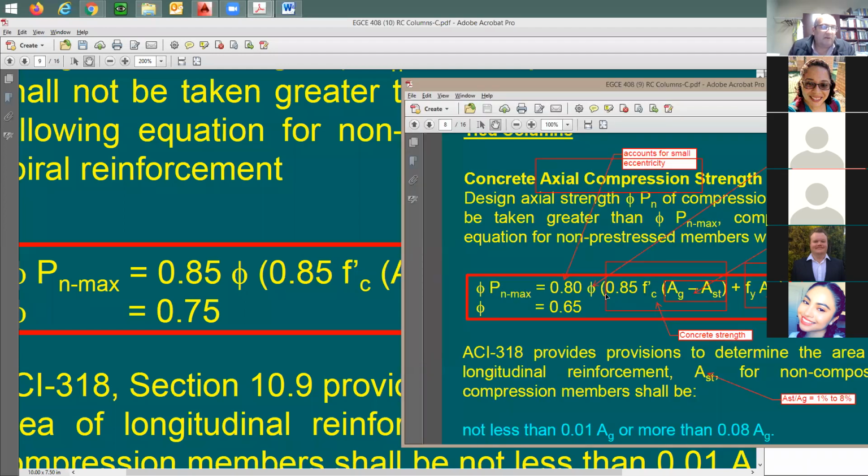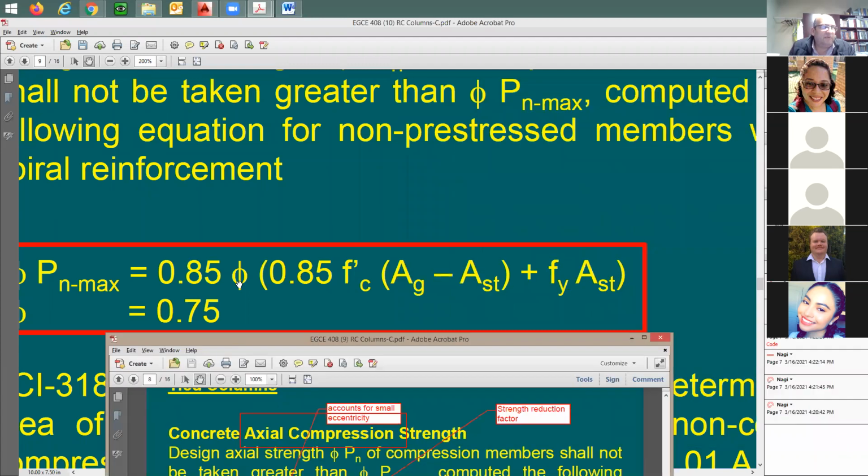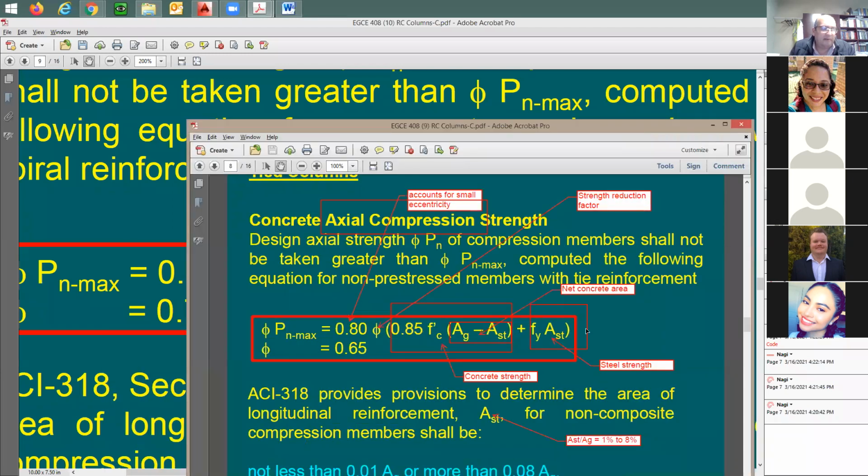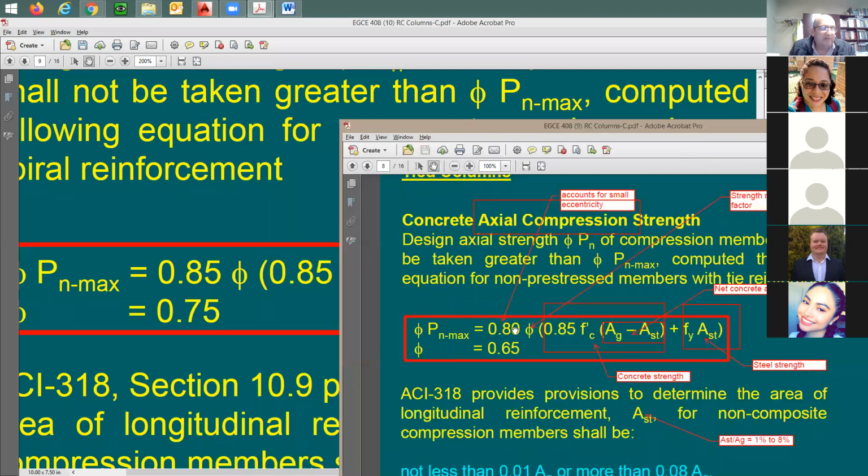This is going to be here for tied columns. So you see, tied columns and spiral columns, almost the same equation. I mean, this phi factor is now 0.75 instead of 0.65. And look at this equation, 0.85 f'c (Ag minus Ast) plus fy Ast, exactly the same thing. But this 0.8 for the spiral is now 0.85, and instead of the phi factor 0.65, it becomes 0.75.